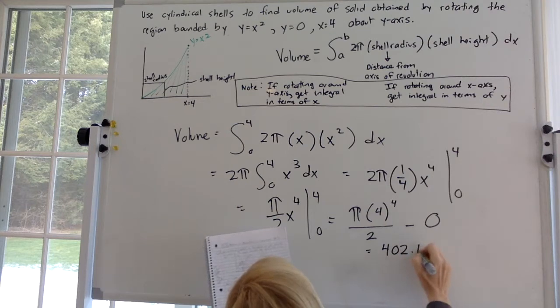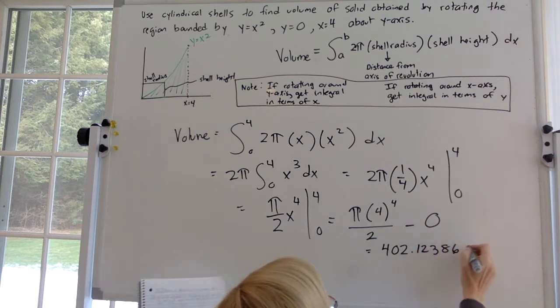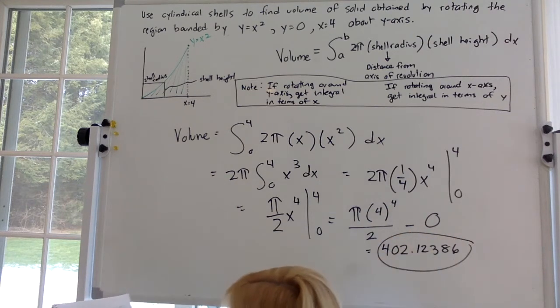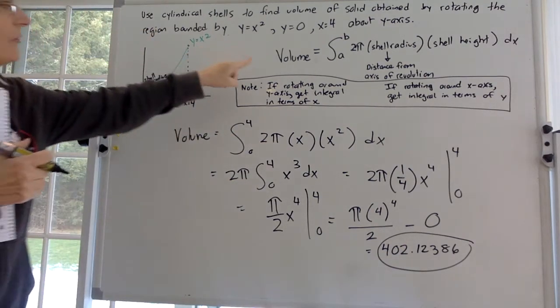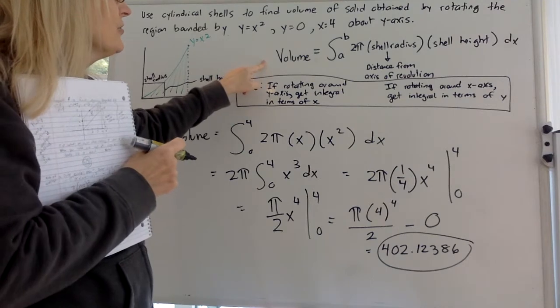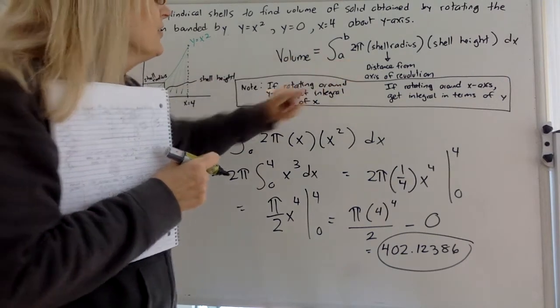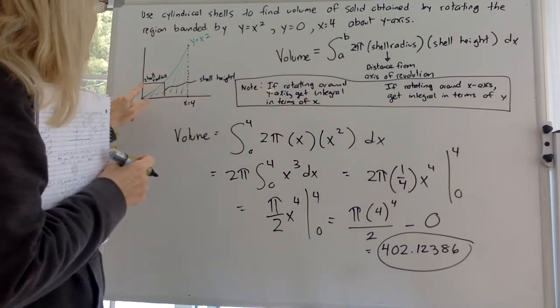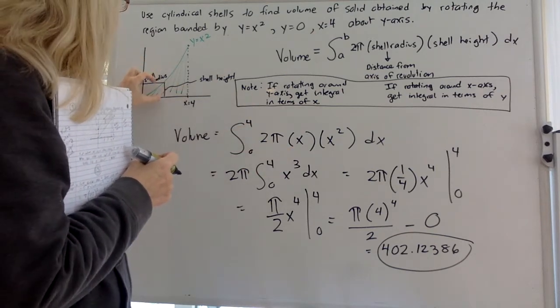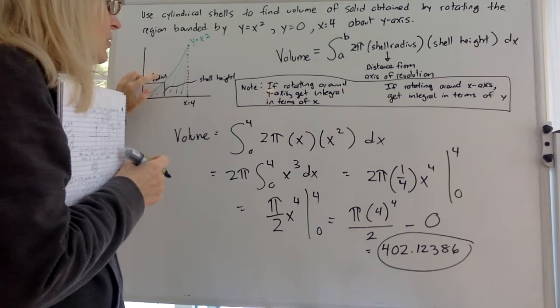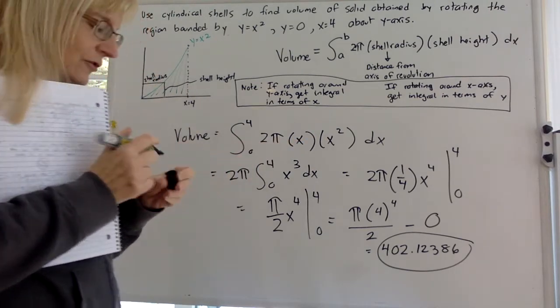I don't know how many decimal points they want, but that's what I carried it out to. Okay, so the key here is get the formula for the volume using cylindrical shells. Realize that the radius is the distance from the axis of revolution. In this case, it's just x. The height is basically what that function was, which was x squared. And then just do the integration.